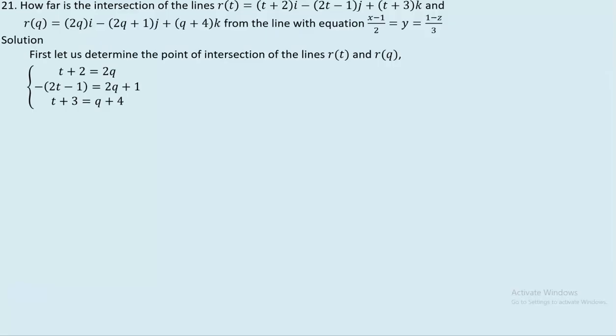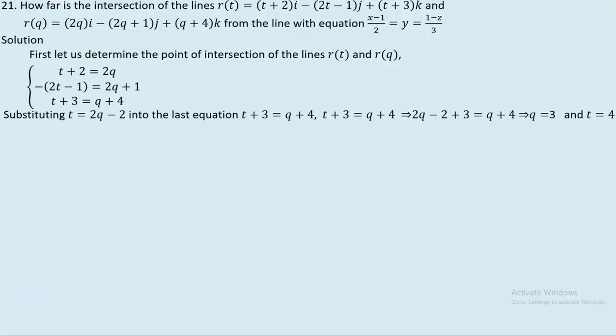Now we have to find values of t and q that can satisfy this, because this is the point of intersection of the two. This point of intersection must lie on these two lines. It is a common point, hence we need to look for the values of t and q that can satisfy this. So from the first one, t is 2q minus 2.